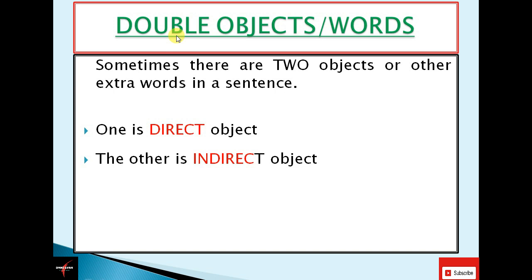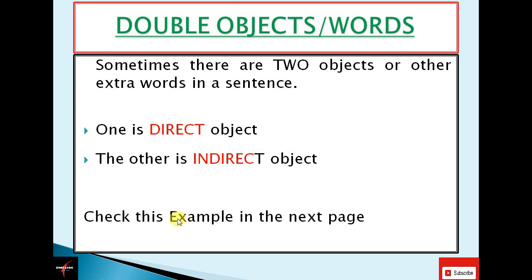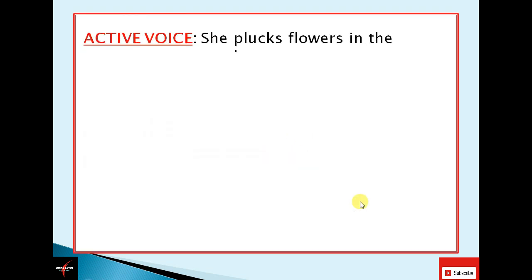Sometimes in sentences you find double objects or extra words. Okay, now what to do with those objects, with the second object and the extra words? So sometimes there are two objects or other extra words in a sentence. One is a direct object, the other is an indirect object. Now check this example on the next page.